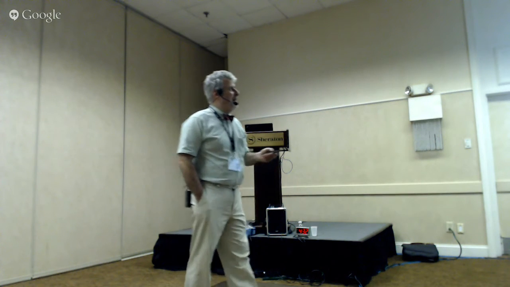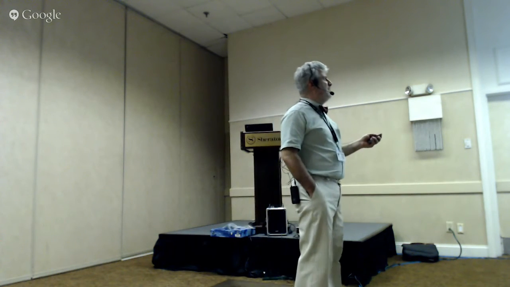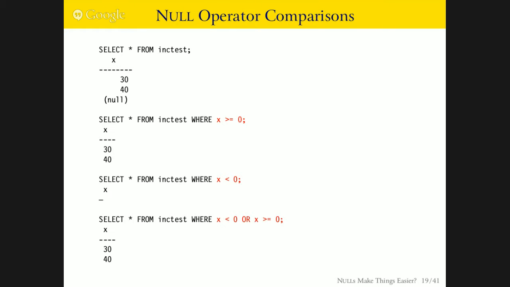Null operator comparisons. This is again kind of interesting. Remember, we have our original table here: 30, 40, and null. This is where people get bitten a lot, where people start to think logically. Don't do that. So here, for example, I say give me everything greater than 0. That's pretty clear. That's going to be 30 and 40. We don't know this value, so we're not going to return it.